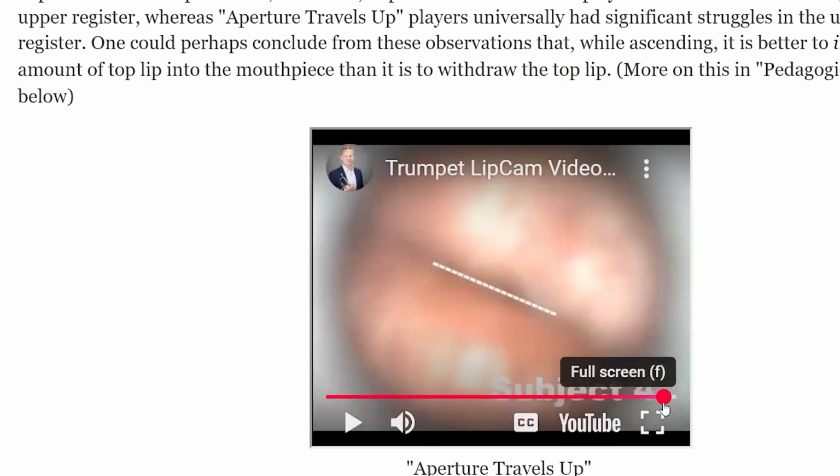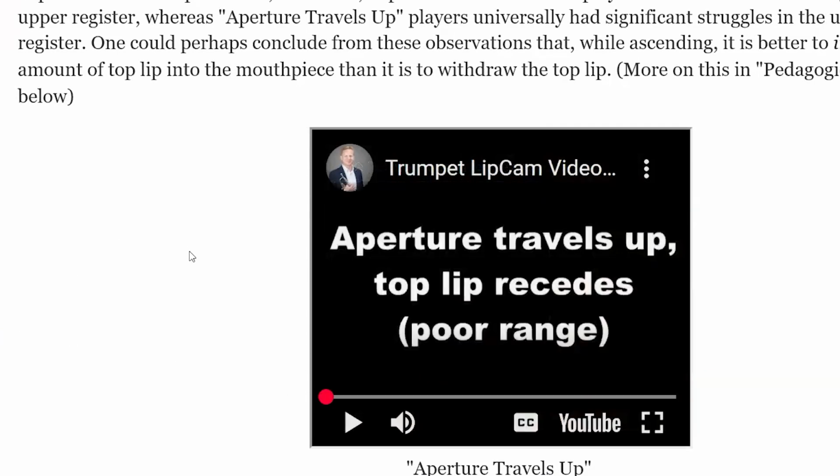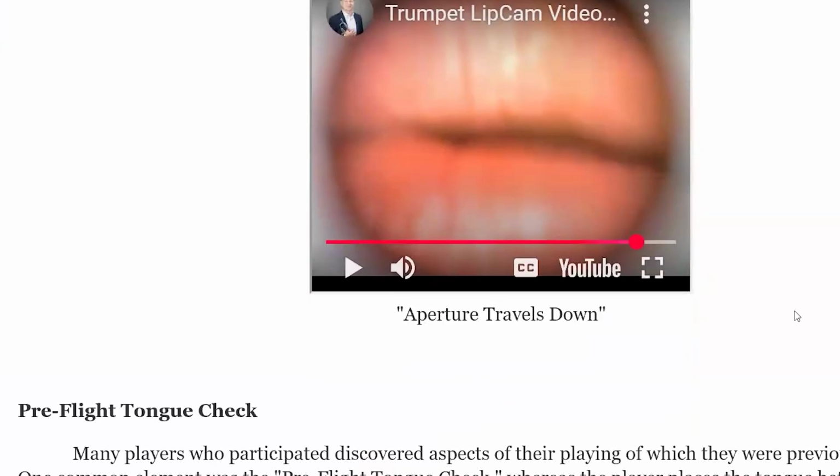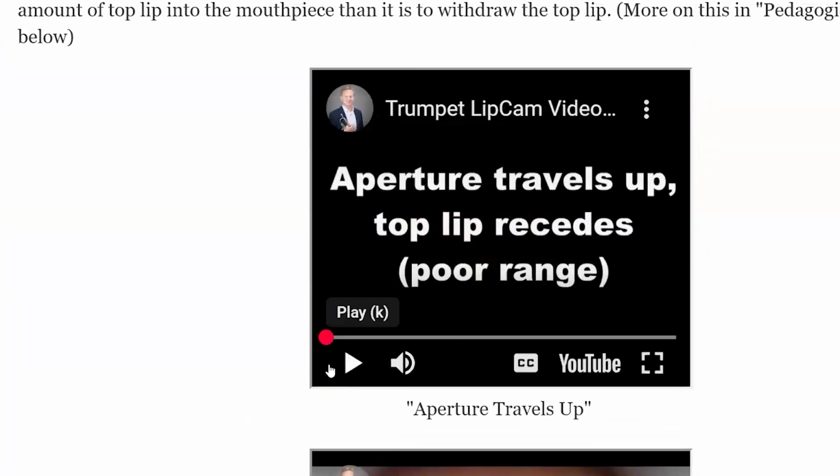One of the things I get asked about, and one of the reasons people want to try out the LipCam, one of the reasons we want to take lessons in general, is to get better at range. And you're going to see some, let's say, common threads about the embouchure with regard to range that we can observe in the aperture. I categorize apertures into two categories: aperture travels up and aperture travels down. I'll show you the aperture travels up videos first.